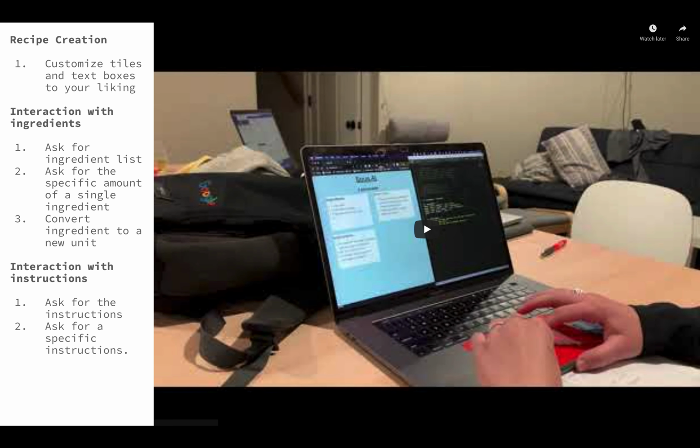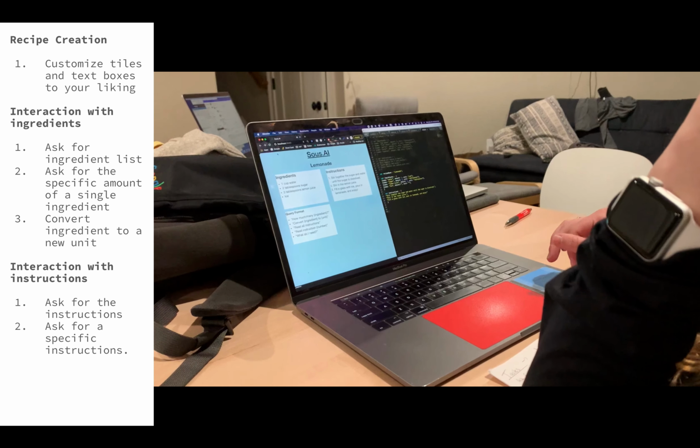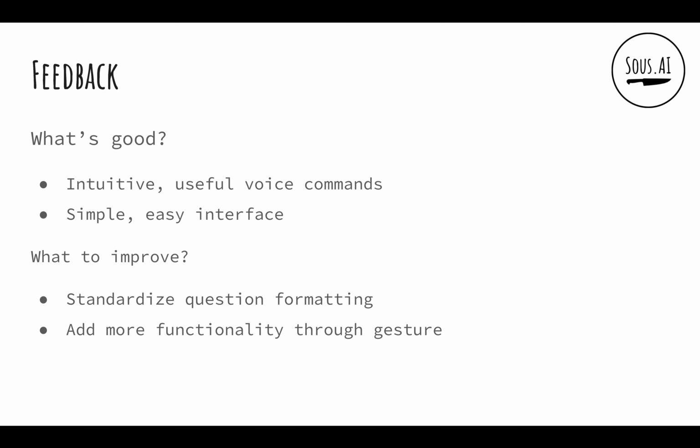All right, so that was it for the user test. The feedback that I got was mostly good. She really enjoyed the intuitive and easy to use voice commands. She felt that they covered a good expanse of what you would use in an actual kitchen setting. She also liked the interface. It was very simple, easy to use, like I said.